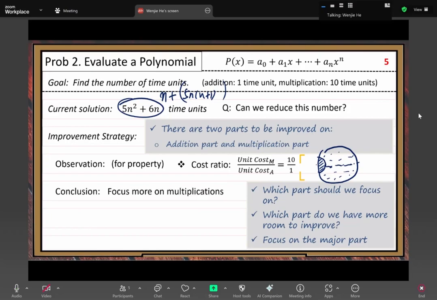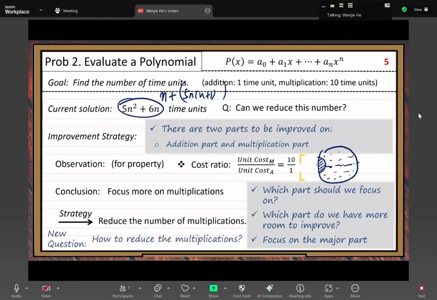Conclusion: focus more on multiplication. Based on Amdahl's law, we should focus on multiplications, not addition. Multiplication is the major part, the most common part. The strategy for our next problem is to try our best to reduce the number of multiplications.